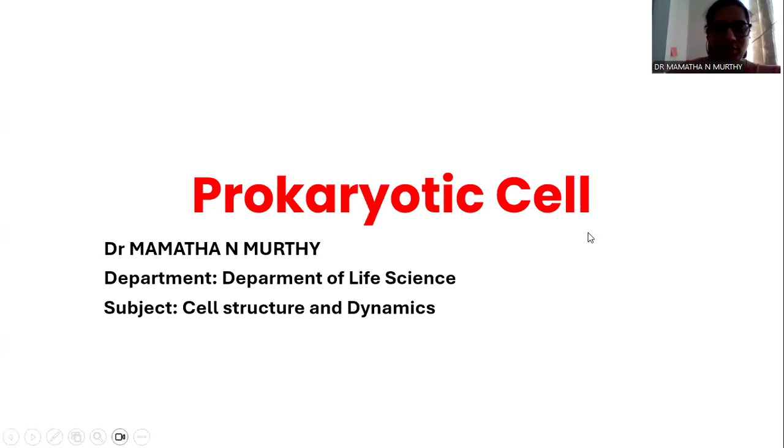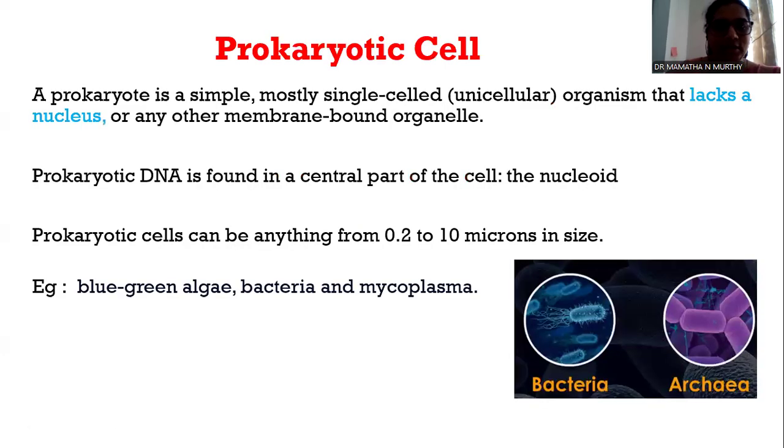Today we are discussing prokaryotes. A prokaryotic cell is a simple unicellular organism. It is mainly devoid of a nuclear membrane, that means it lacks a nucleus and other membrane-bound organelles. The prokaryotic DNA, the genetic material of the prokaryote, is found in the central part of the cell. The size ranges from 0.2 to 10 microns.